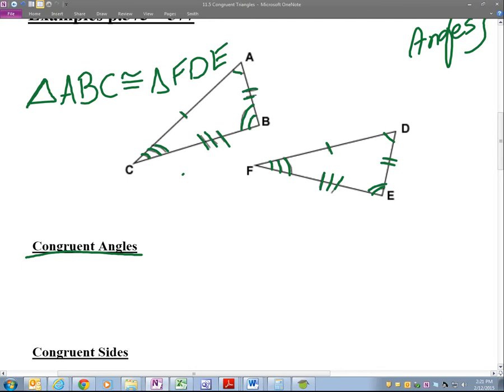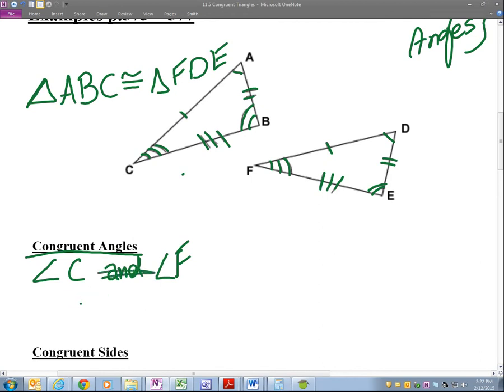Now, do you still want to tell me what one of the congruent angles is? Okay, somebody else help her out. Sam? C and F. No, angle C. Oh, okay, there we go. Angle C. Okay. And angle F. And then B, angle B.